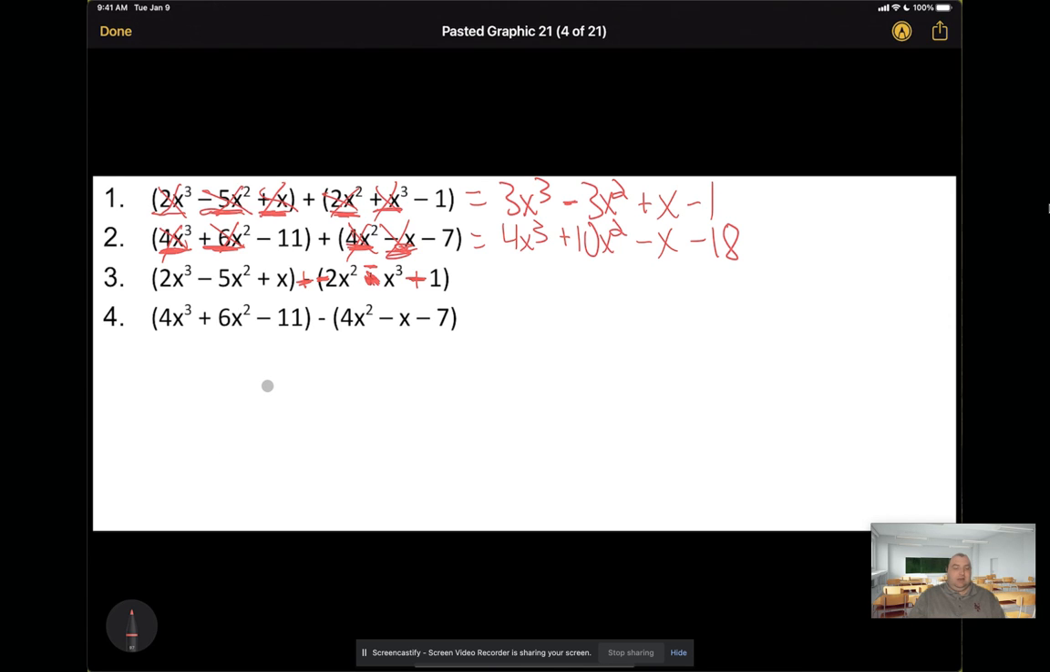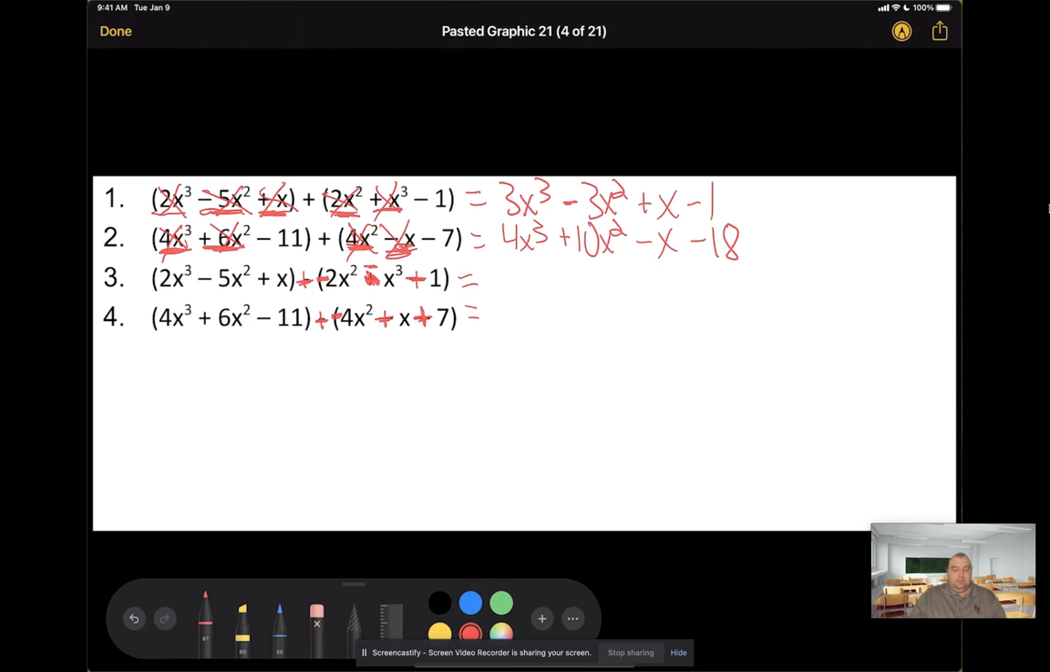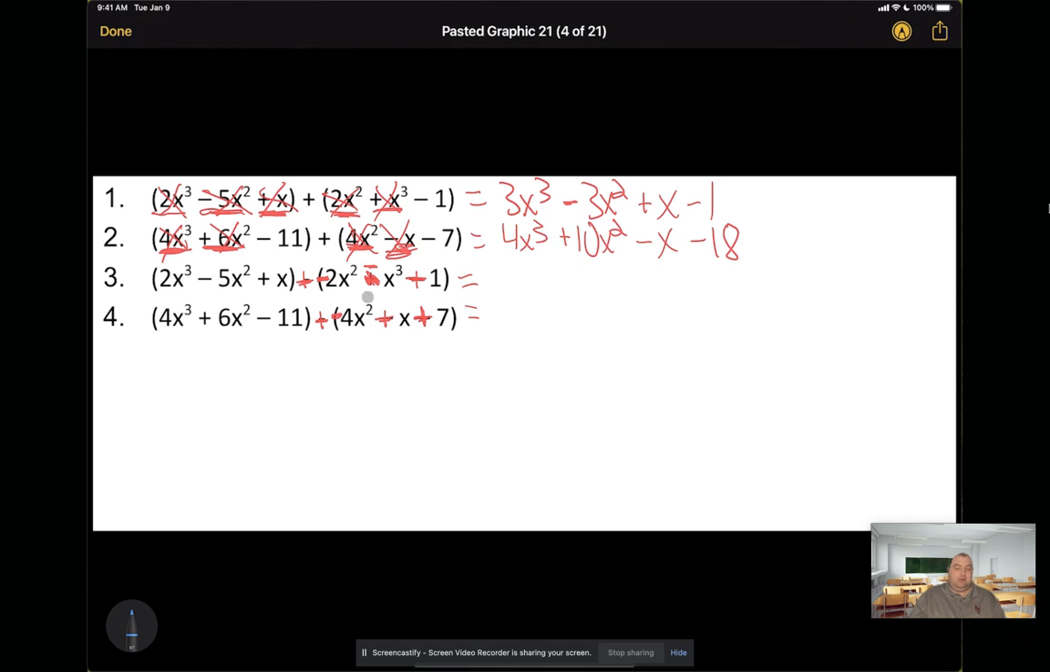Right? And I'll do the same thing in number 4. I'll keep the first one the same, change subtraction to addition, and then change all signs in the second one to its opposite. So this becomes a negative, this becomes a positive, and this becomes a positive. Once I do that, I can treat these two problems like a normal addition problem.